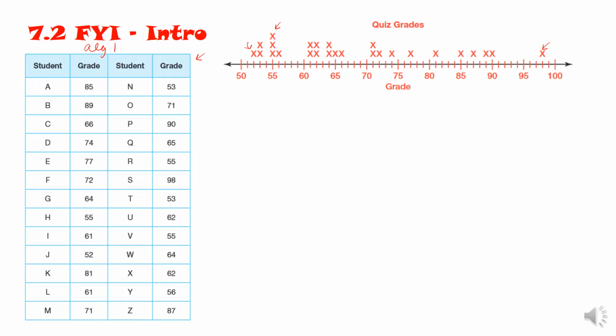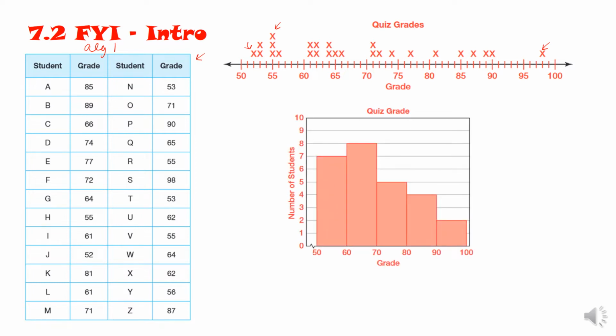Then he decided, I'm not sure that works, so I'm going to make a histogram. Now, if you remember from last time, the histogram shows the range of things. So the dot plot shows the individual grades, and the histogram shows the grades grouped by range. So the kids that got 50 to 60 are here, and that means there are 7 students. And 60 to 70, there were 8. 70 to 80, there were 5. 80 to 90, there were 4. And 90 to 100, there were 2. So we can see that, yeah, there is a problem here.